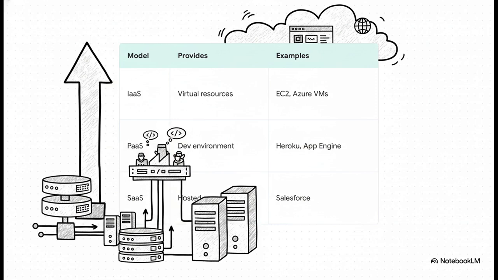Step up one level and you hit PaaS, Platform as a Service. This gives developers a complete, ready-to-go environment to build and deploy applications without ever having to worry about the underlying servers. Think Heroku or Google App Engine. And finally, right at the top, we have SaaS, Software as a Service. This is fully functional software delivered directly to your web browser. You don't manage anything at all except your own data. Google Workspace and Salesforce are perfect, everyday examples of SaaS.